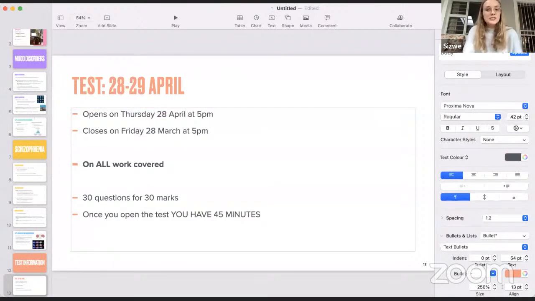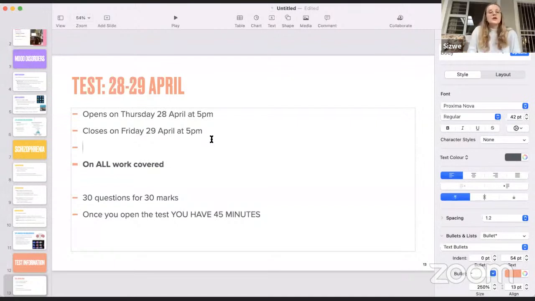So it opens this Thursday, the 28th of April at 5 p.m. So as you're about to go to supper on Thursday, think to yourself, my test is open. It closes on Friday, the 28th of April, 29th of April. Oh my God, today's just not my day. It closes on the 29th of April, which is Friday at 5 p.m. So before you go to Pick and Pay Liquor, it closes at 7, so you do have time to go after your test. Before you do anything else on Friday, make sure that you have completed your test, okay?